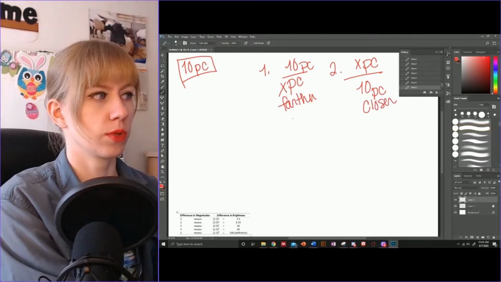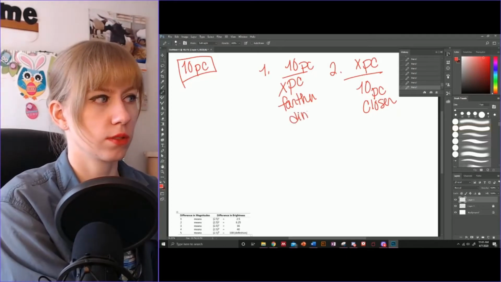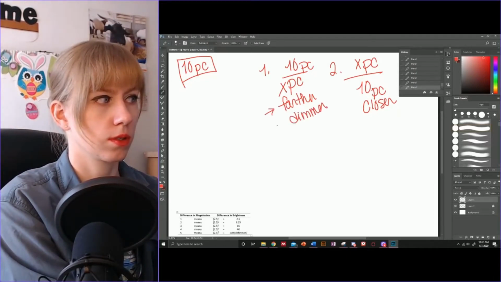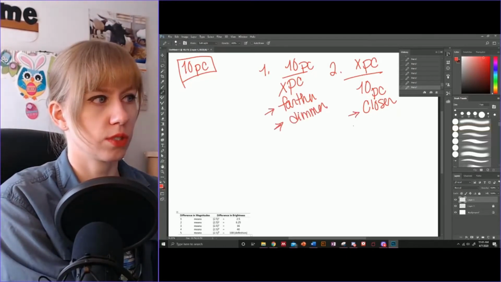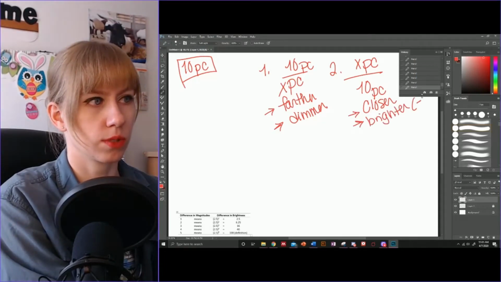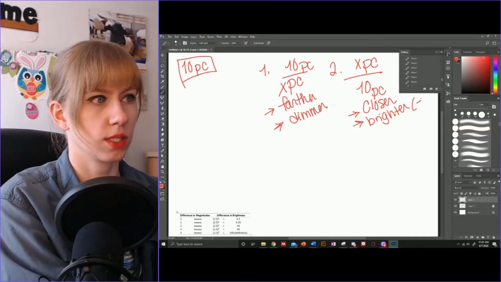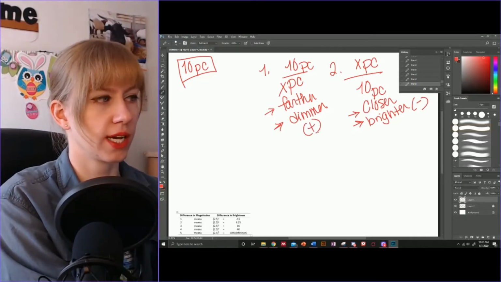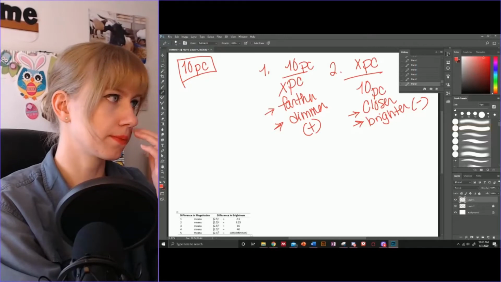If we're using number 1, your star will get dimmer. If we're using number 2, your star will get brighter. So in this case, we will subtract because we need the smaller number, and in this case, we are going to add because it should become a bigger number.